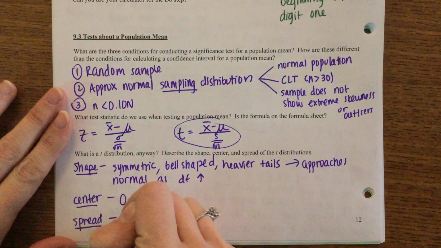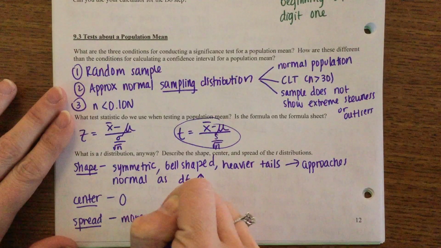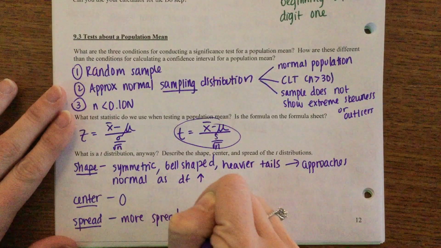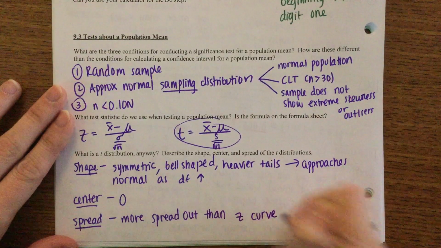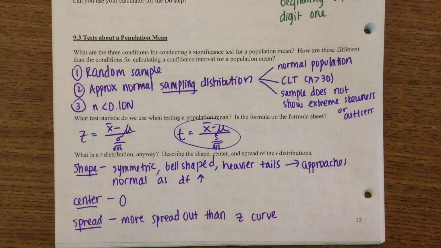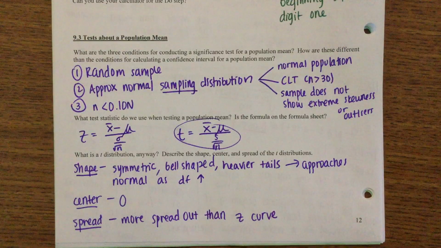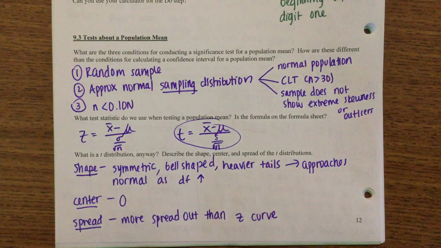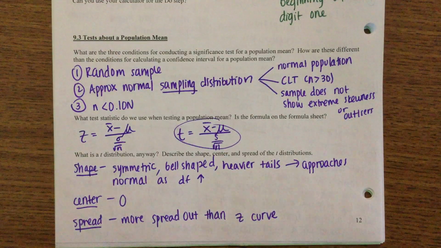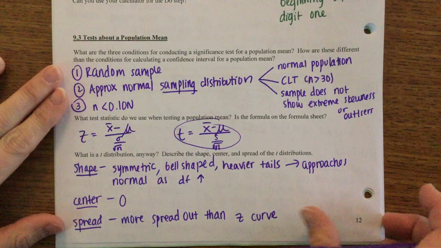Yeah. So a t-curve is more spread out than the z-curve. What does z mean? Like, what's the term for that? Normal. Something normal. Standard normal. Z is standard normal. Okay.